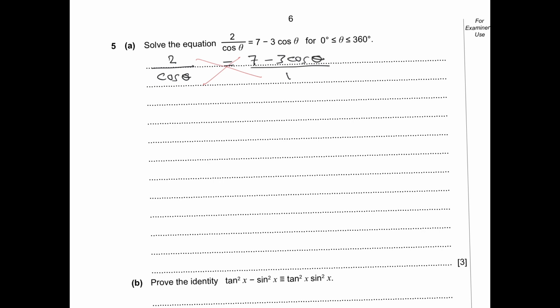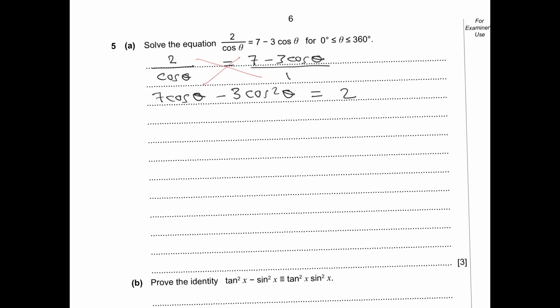All right, so what we have, let's have cos theta multiplied by that. So cos theta times 7 will be 7 cos theta, minus cos theta multiplied by negative 3 cos theta, that will give us negative 3 cos squared theta. That is equal to 2 times 1, which gives us 2.